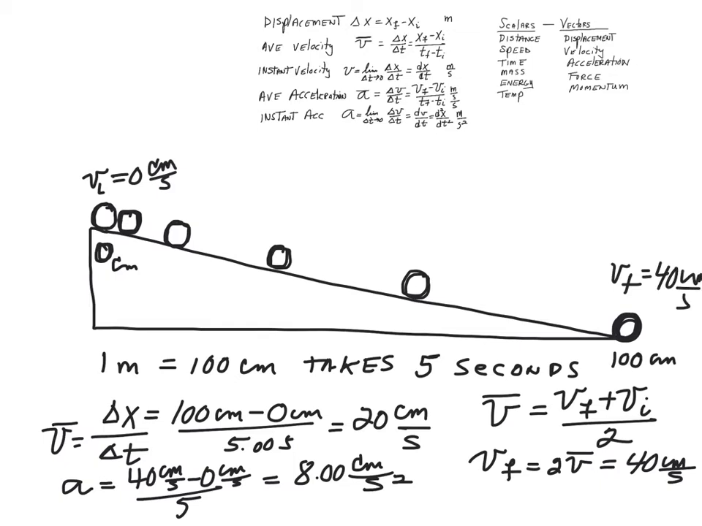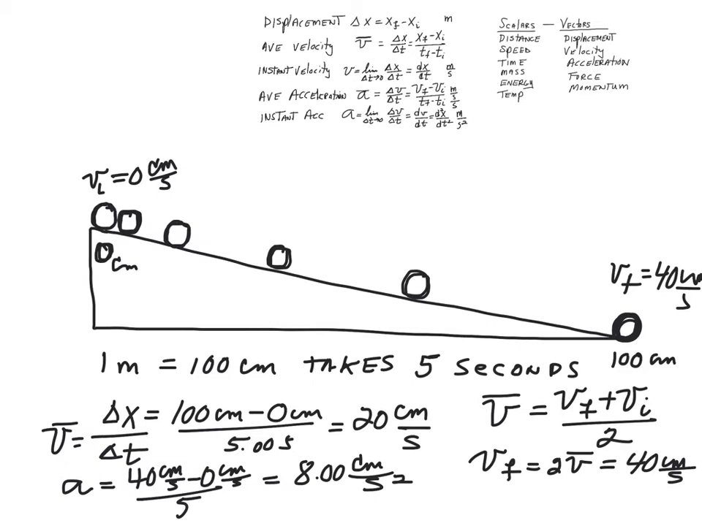Not writing very well. And now we can calculate the acceleration. I didn't write the equation, but the acceleration is V final minus V initial over the time interval. So 40 centimeters per second minus 0, V final minus V initial, over the time interval, 5 seconds. That means it's averaging 8 centimeters per second per second.